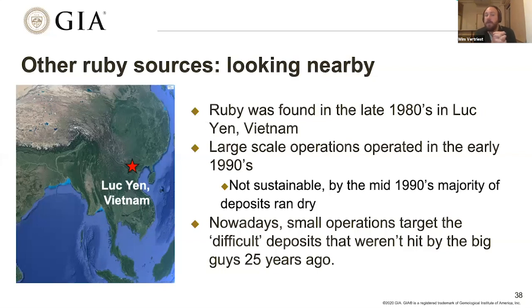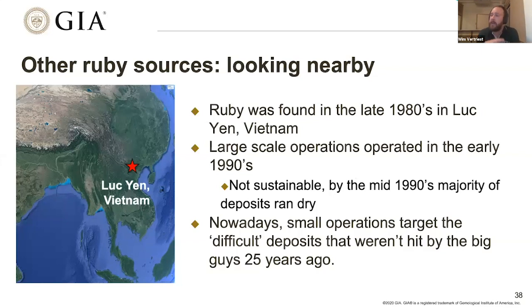So looking nearby, ruby was found in the late 80s in the Luc Yen area in northern Vietnam. So it was found, I believe, in 1988. But in the early 90s, large operations were set up there, usually in partnership with experienced Thai miners and the Vietnamese government. But unfortunately, the area is so remote, so mountainous, surrounded by hills and very steep mountains, that the potential for large-scale mining is actually very low. So by the mid-1990s, most of those large-scale mines quit their operations because they were no longer sustainable.